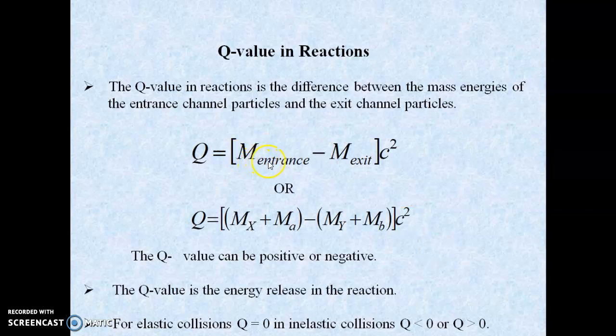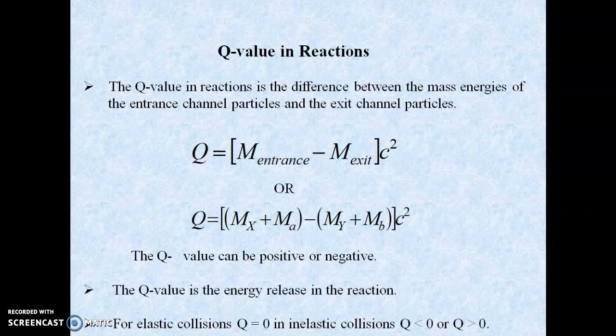Q is equal to M entrance minus M exit. M entrance means the projectile and the target. M exit means the product particle and the product nucleus. Or it can be written as Q is equal to (Mx plus Ma minus My plus Mb) whole bracket times c squared, where c is the velocity of light.